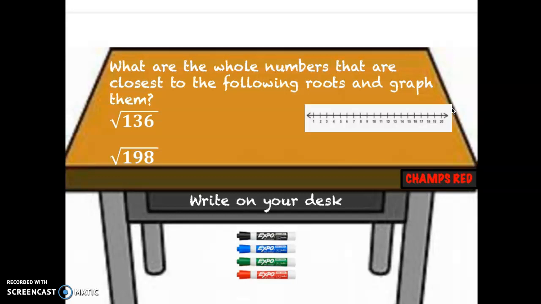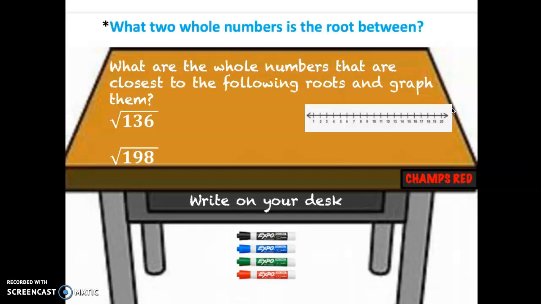Welcome back. All right, what we're going to do is we're going to go ahead and check our answers. The root of 136 is between 11 and 12. 11 squared is 121 and 12 squared is 144. So 136 is going to be slightly a little more than the middle, I would say, of 11 and 12. I would put that there. And we're going to know that that represents my root of 136.